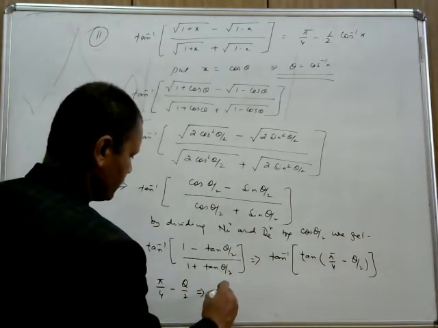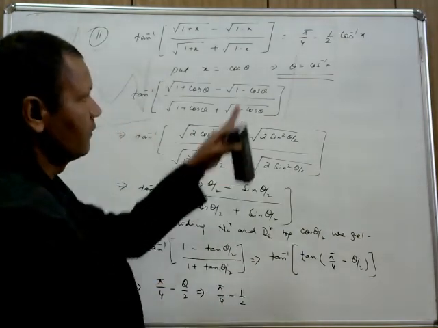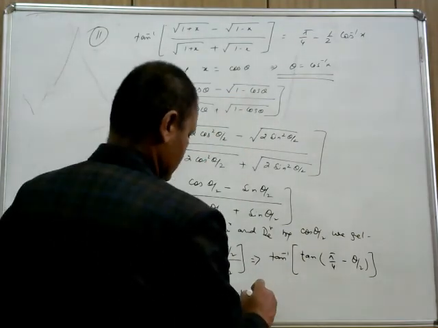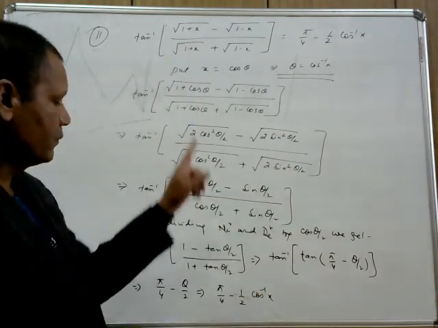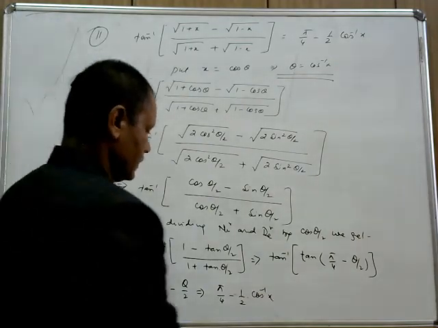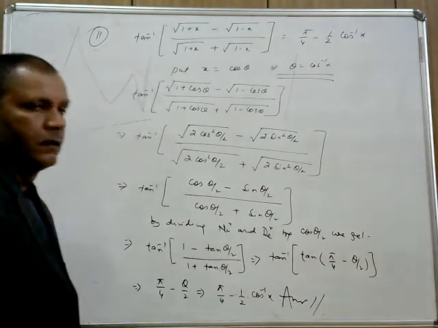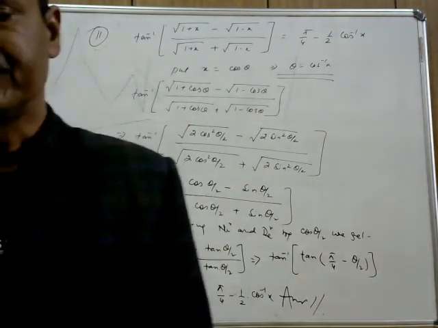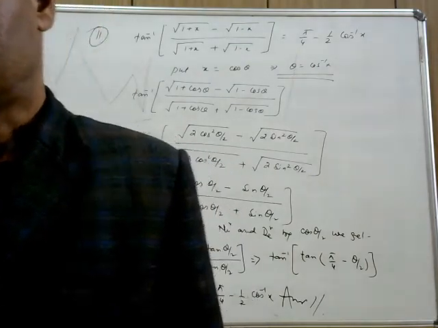And it implies pi by 4 minus half of theta, where the value of theta is cos inverse x. See what we were supposed to get: pi by 4 minus half of cos inverse x, and that is the solution of this question. That was question number 11. Right?